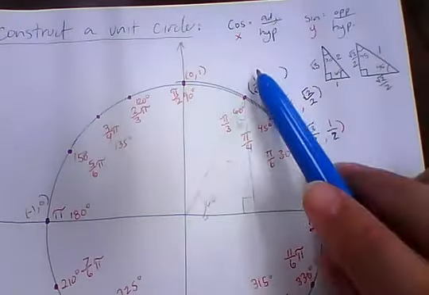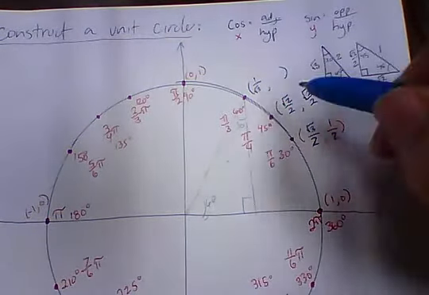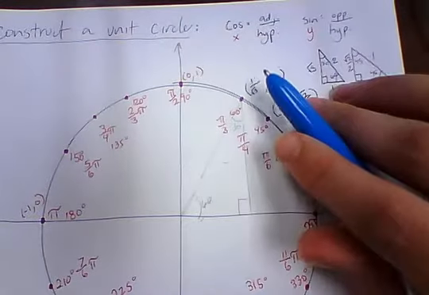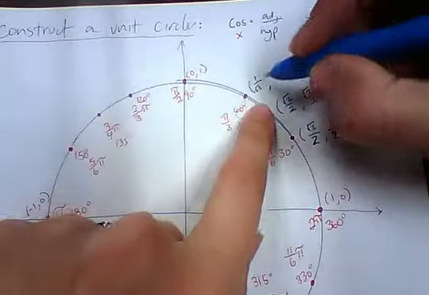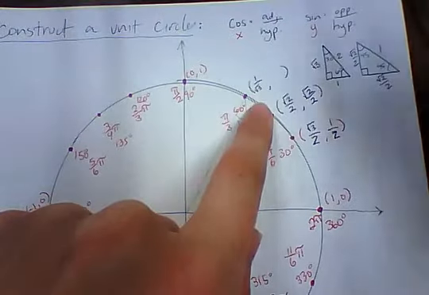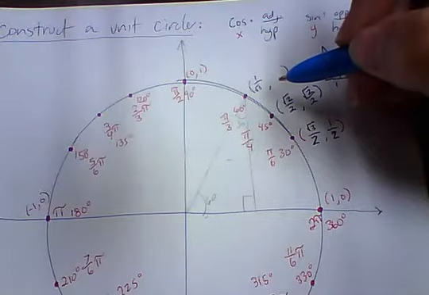Now, if you'll remember, this isn't how it looks on your unit circle because we have to rationalize this denominator. Remember, we can't have radicals in the denominator ever in algebra. So you would rationalize that by multiplying top and bottom by the square root of 3.